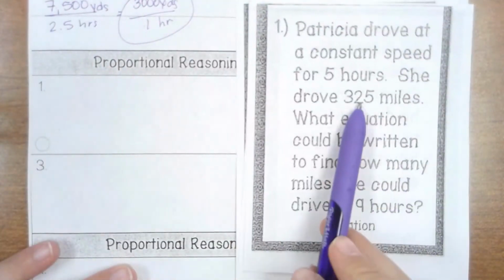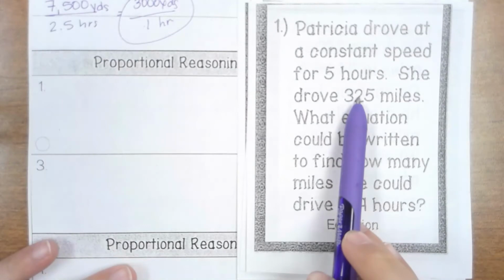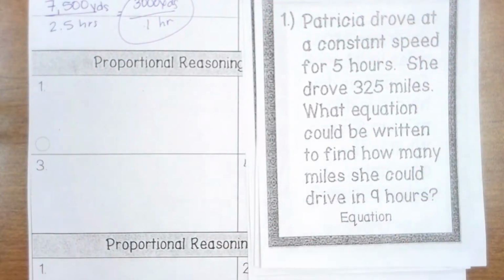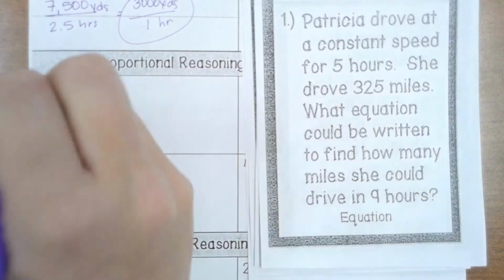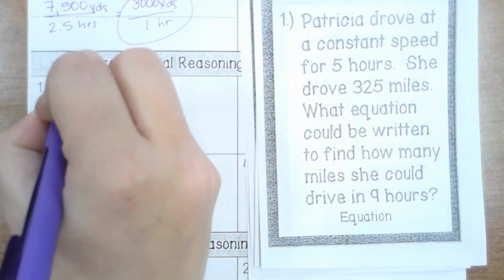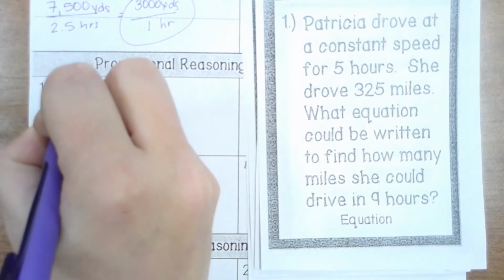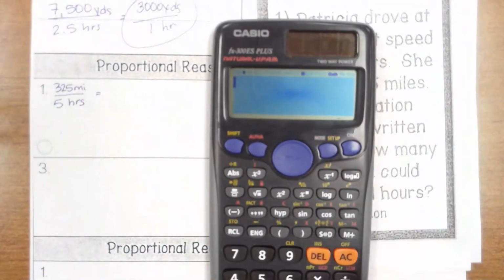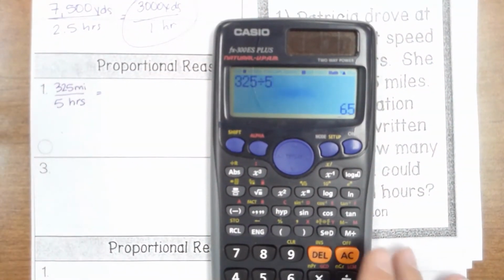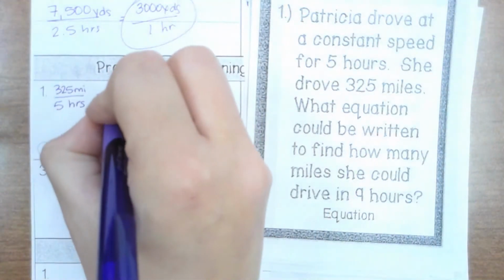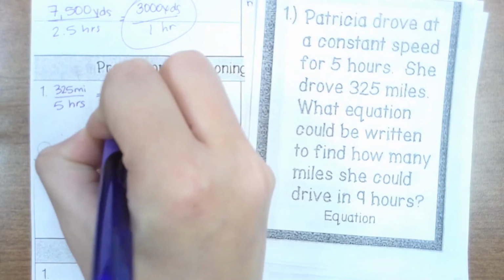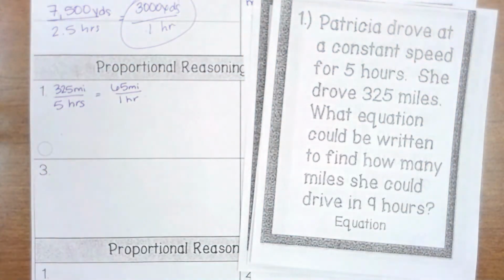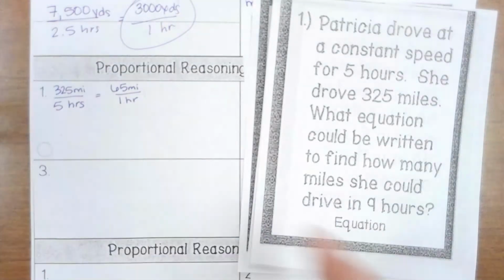So our first unit rate here, again, time is always in the denominator because that's representing your x value, because you can control the time, you cannot control the miles. So this is going to be 325 miles over 5 hours. And remember, when you're finding unit rate, we are just dividing. So we're going to take 325 divided by 5, and we get 65 miles in 1 hour. So our slope, or in other words, our constant of proportionality, is going to be this 65.